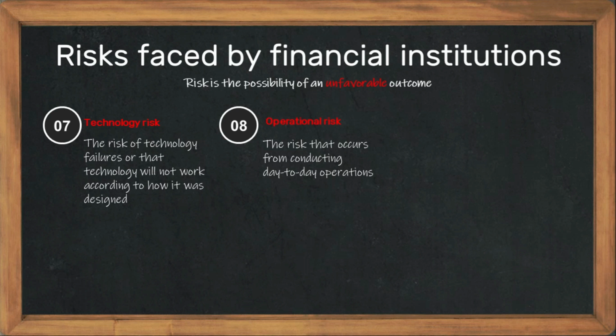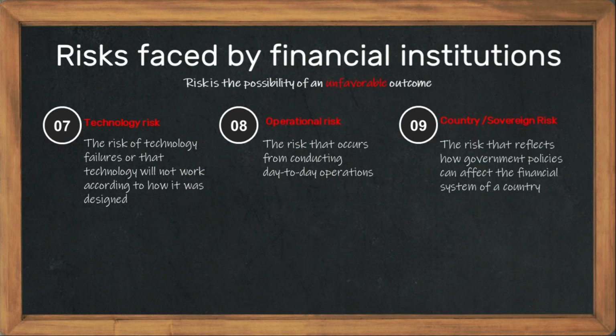And then you have country or sovereign risk. This is the risk that reflects how a government can affect the financial system of its country. This refers to how a country's political landscape, including but not limited to security and stability, as well as economic policies including tax regulations, affect financial institutions and their activities.